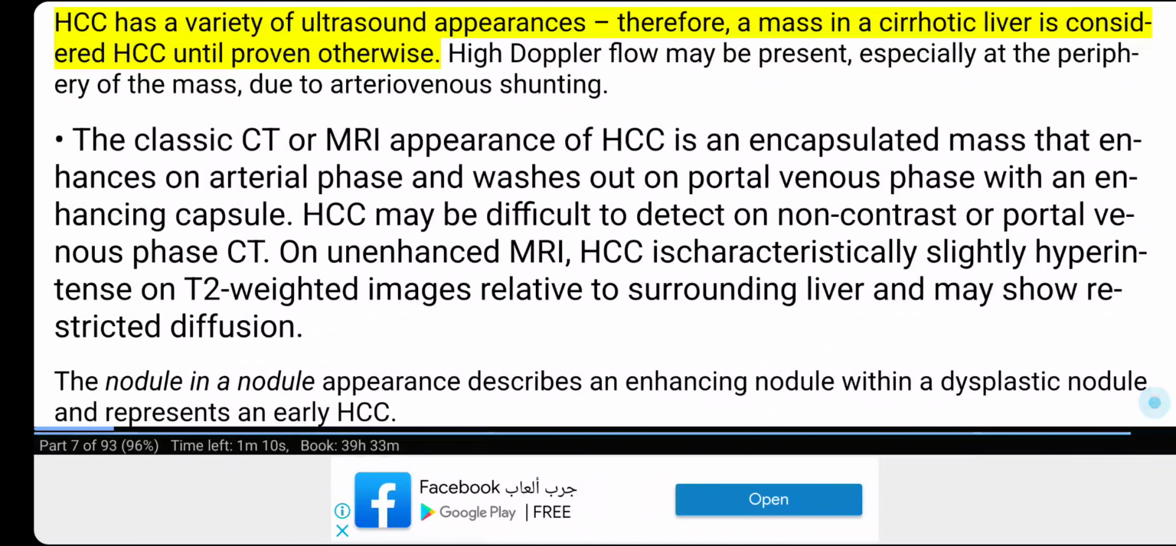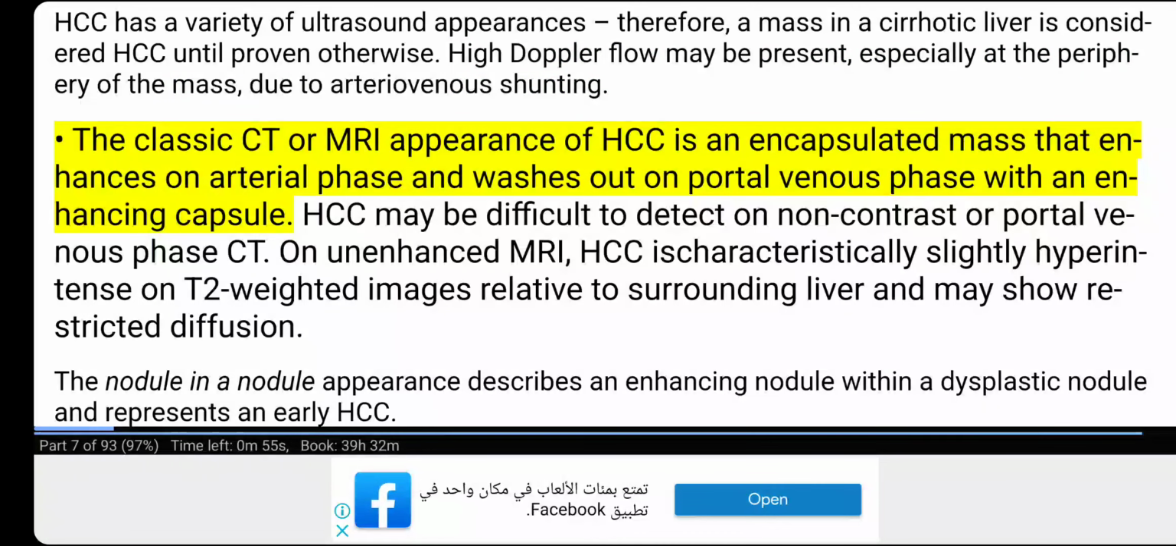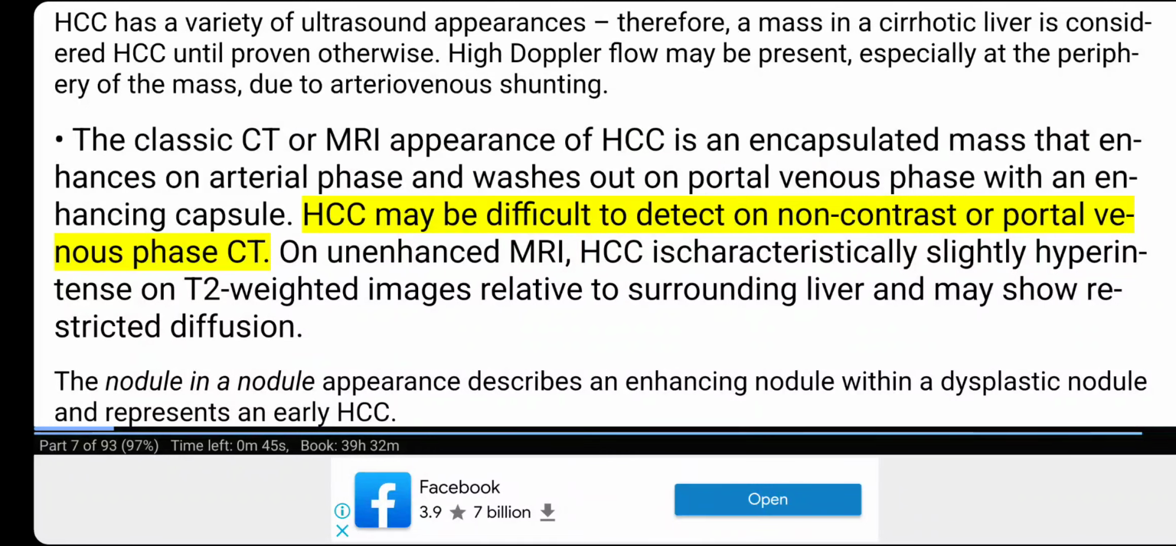HCC has a variety of ultrasound appearances, therefore, a mass in a cirrhotic liver is considered HCC until proven otherwise. High Doppler flow may be present, especially at the periphery of the mass, due to arteriovenous shunting. The classic CT or MRI appearance of HCC is an encapsulated mass that enhances on arterial phase and washes out on portal venous phase with an enhancing capsule. HCC may be difficult to detect on non-contrast or portal venous phase CT.